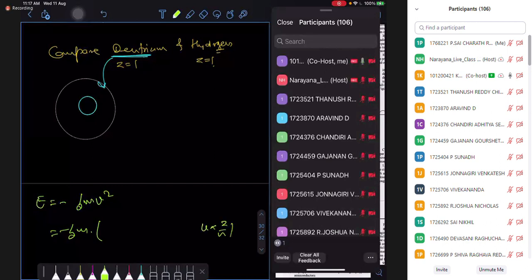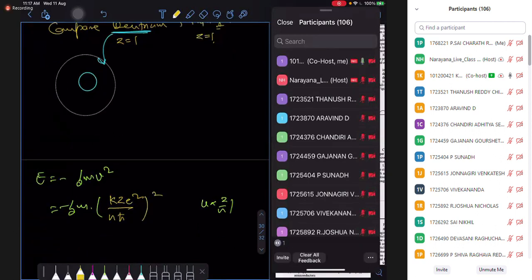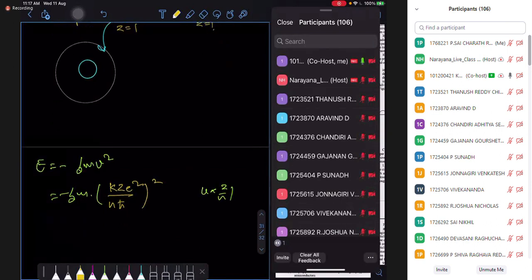Velocity is proportional to Z by n. Proportionality, I can take it here as Z, it could be replaced here as k Z e squared, and here is the nh cross into v squared. That is my formula. But this is the formula for a stationary nucleus, for a nucleus at rest.